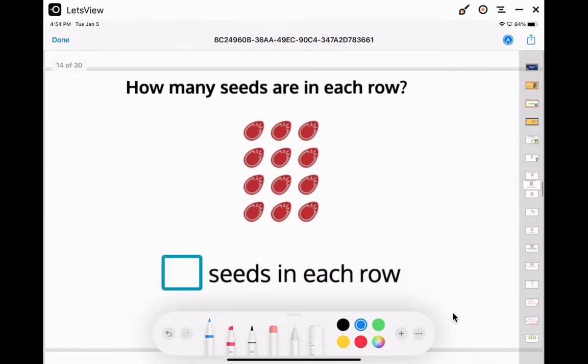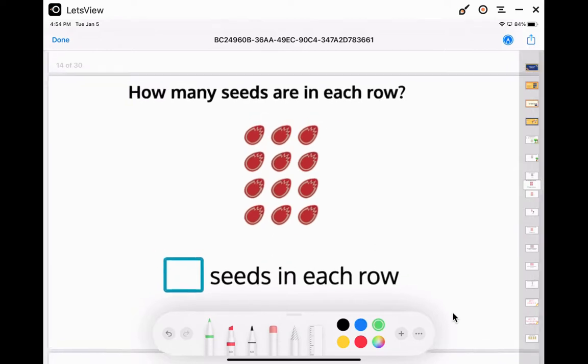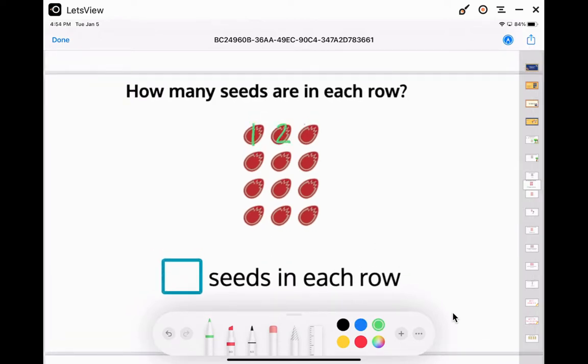Well, how many seeds are in each row? Write your answer on the screen at this time. Did you count the seeds in each row? If you did, you should have noticed that there are 1, 2, 3 seeds in each row. Remember, they're equal groups. So if there's 3 seeds in the first row, there are also 3 seeds in the second and third row. There are 3 seeds in each row.